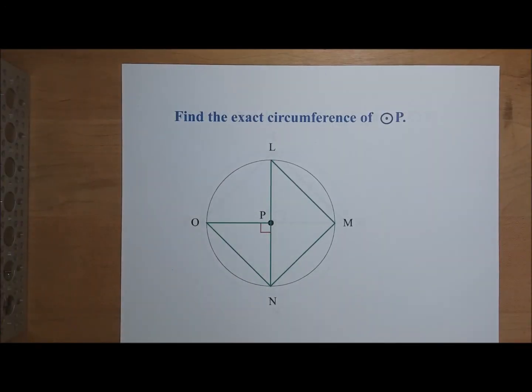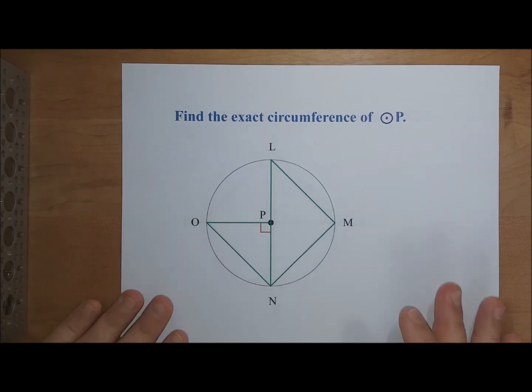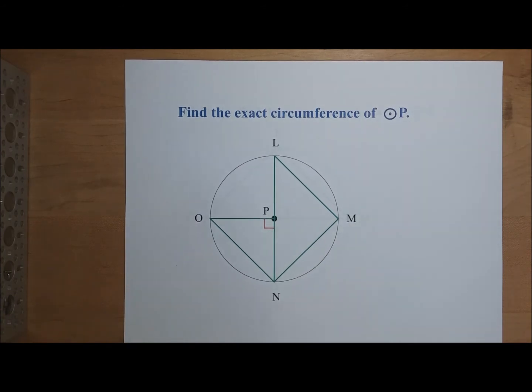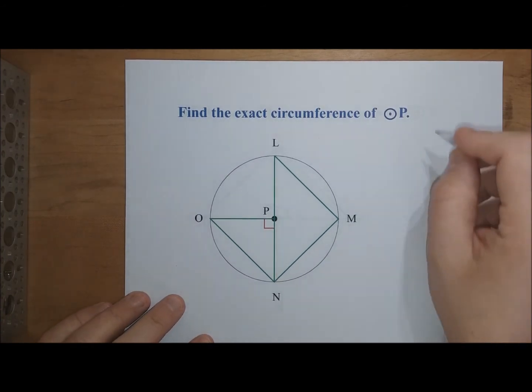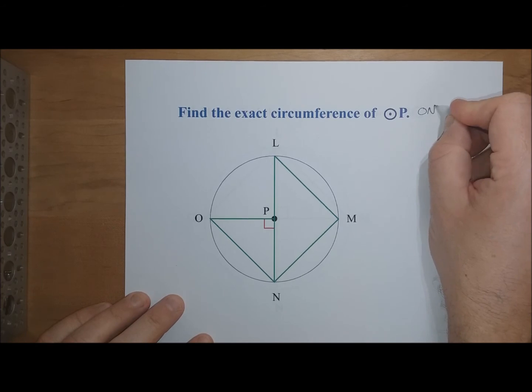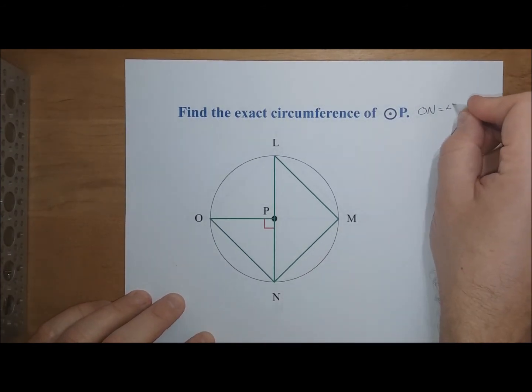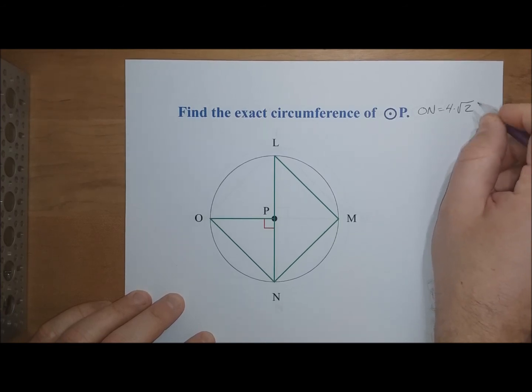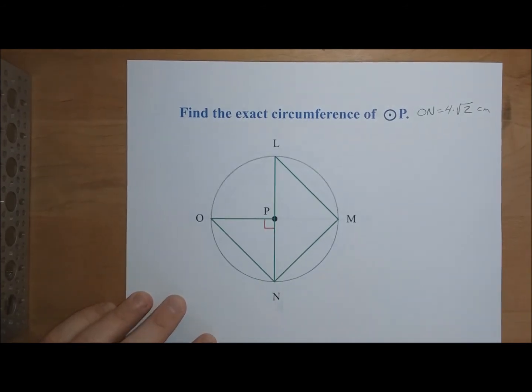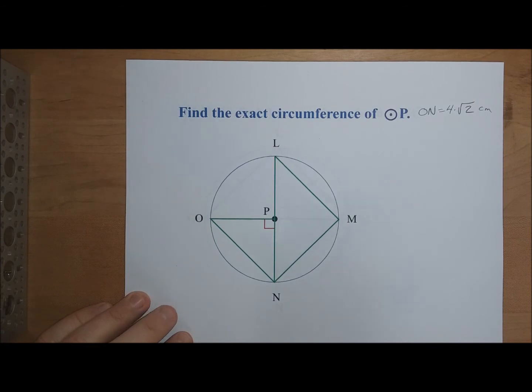All right, here's an interesting problem. Could we find the exact circumference of circle P? And of course, the answer is absolutely not. You can't do that because there's missing information, right? Yeah, there's an important piece of information that was left off of this problem. It turns out that ON, this distance here, equals 4 times the square root of 2 centimeters. Okay, now we can solve it.